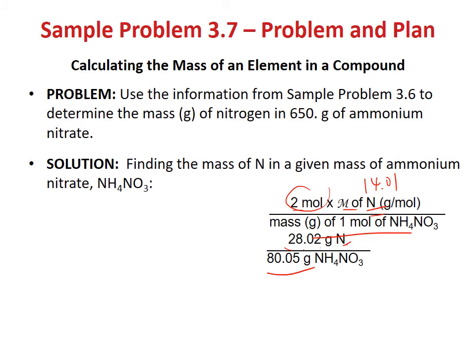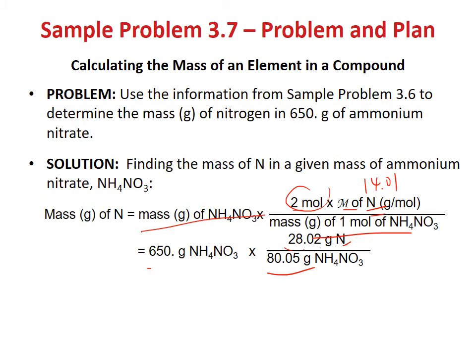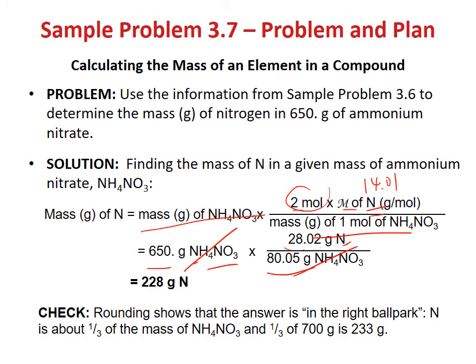Now, using this as a conversion factor, we start with the mass of the compound. In this case, it is 650 grams of the compound. So the compound grams cancel each other, and that gives you grams of nitrogen. Okay, so the answer is 228 grams of nitrogen. Now you use the numbers 650 times 28.02 divided by 80.05, give you this number, and the unit is grams of nitrogen.